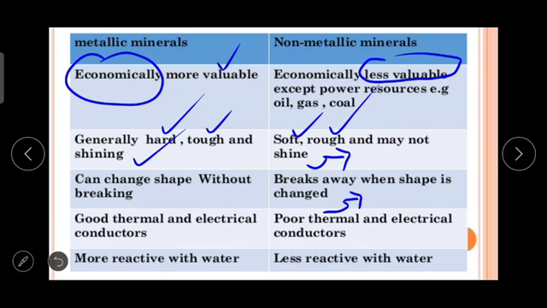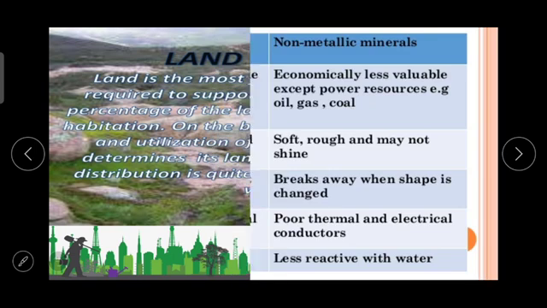Good thermal and electrical conductors. Metallic minerals are good thermal and electrical conductors, and the non-metallic minerals are poor thermal and electrical conductors. It means that through metallic minerals electricity can pass. Metallic minerals are more reactive with water, and non-metallic minerals are less reactive with water. So these are the differentiating points between the metallic minerals and non-metallic minerals.